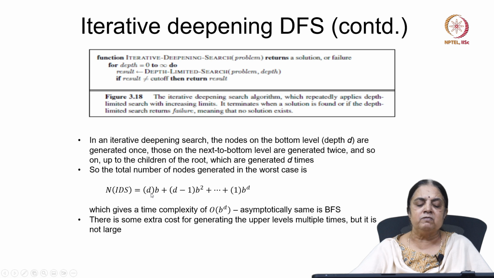If we go backwards, the first level has b nodes, and that is generated d times. Below that you have b squared nodes, generated d minus 1 times, etc. So in the iterative deepening method, this gives the total number of nodes that we have. The time complexity of this is order of b to the d, which is the same as the breadth first search.